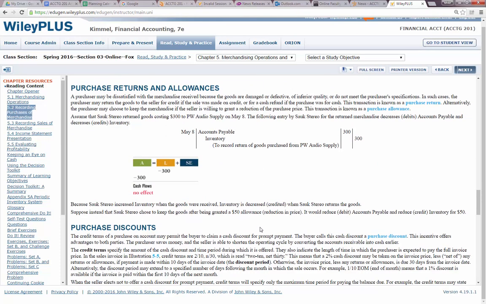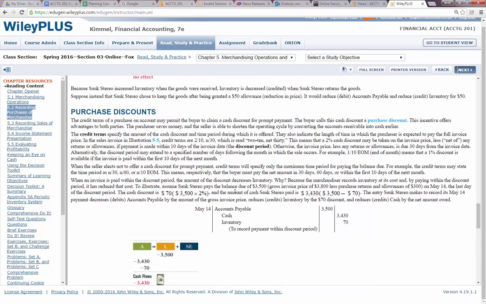And then there's purchase returns and allowances. Again, read the blue terms, make sure you understand what they are, and make sure you can do a journal entry that shows, in this case, they have a return. So the company returned the goods, so they reduced their inventory by 300 and reduced their accounts payable. I think that's pretty doable. You just need to make sure you understand what it means.